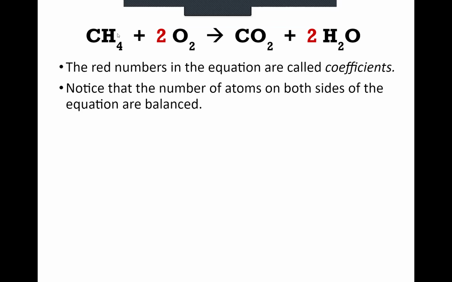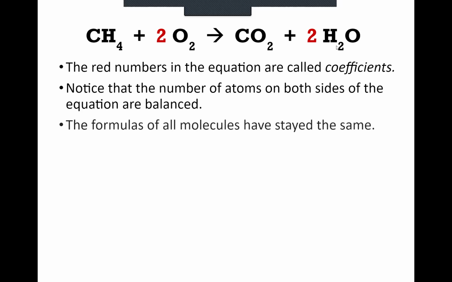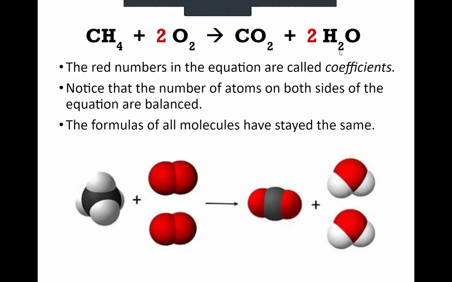Well, just like before, there was 4 hydrogens on the left side from CH4. And on the right side of the equation, because of the coefficient 2 in front of H2O, we have 2 times 2, or 4, hydrogen atoms on the right side. It balances. We made this equation balance not by changing formulas, but by changing the coefficients. The formulas, all the molecules stayed the same. Sometimes it's helpful to draw this out. In fact, in class, we'll have you draw this out.